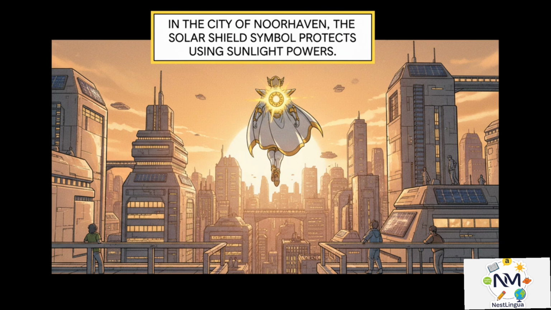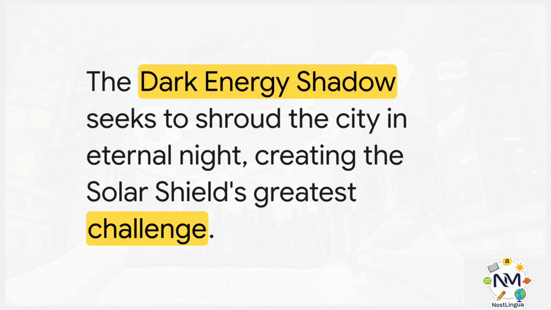Here's our opening sentence. In the city of Norhaven, the solar shield symbol protects citizens using sunlight powers. See how much that one sentence does? It gives us the setting, Norhaven, the hero, the solar shield, and the purpose, protecting citizens. Boom, super clear. Okay, now for the middle part.